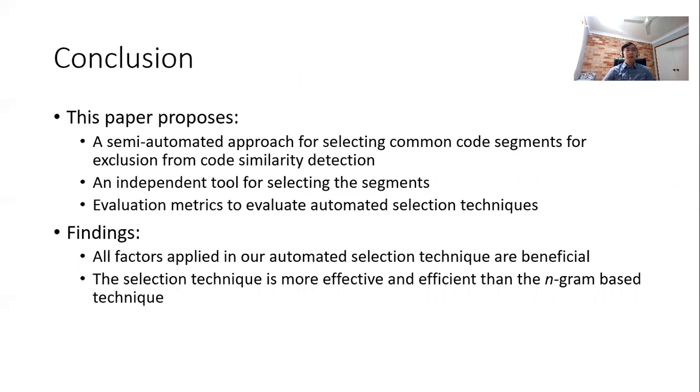Conclusion: this paper proposed three things. First, a semi-automated approach for selecting common code segments for exclusion from code similarity detection. Second, an independent tool for selecting the segments. And third, evaluation metrics to evaluate automated selection techniques. We have two findings. First, all factors applied in our automated selection technique are beneficial, and the selection technique is more effective and efficient than the n-gram-based technique.